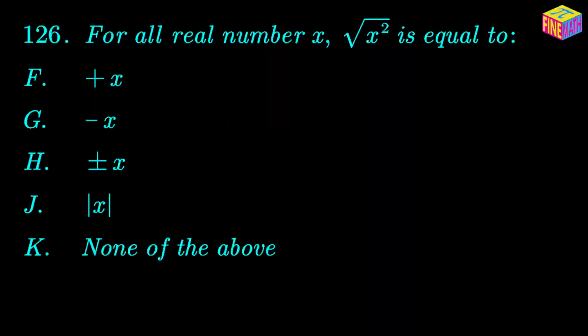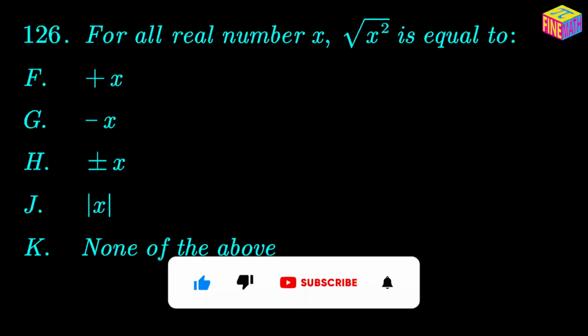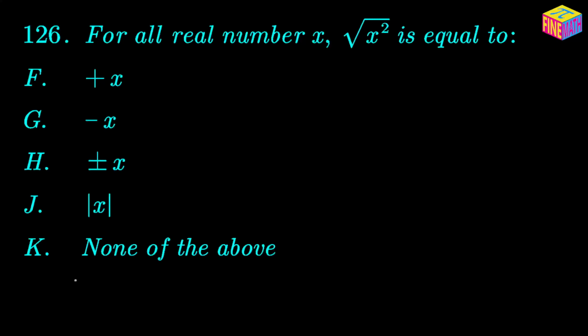So let's get started. Here the question says, for all real numbers x, square root of x squared is equal to which of the following four options, or if none of those are suitable, then we can select option K also, right? So we have been given four possible values here, but if none of them are good, then we can also select option K.